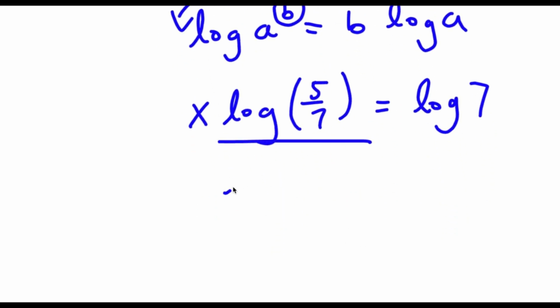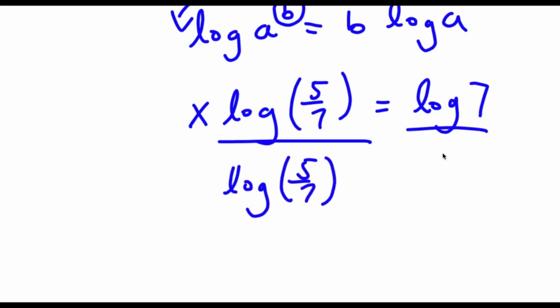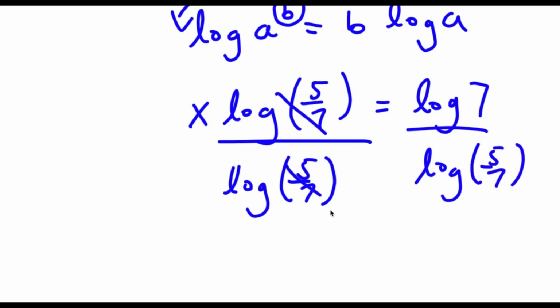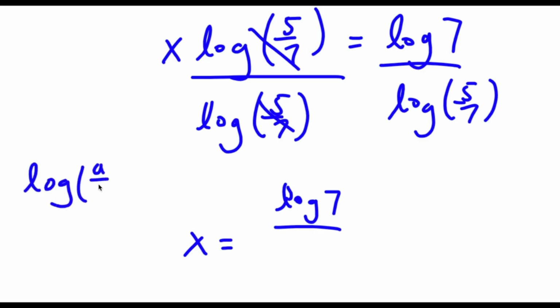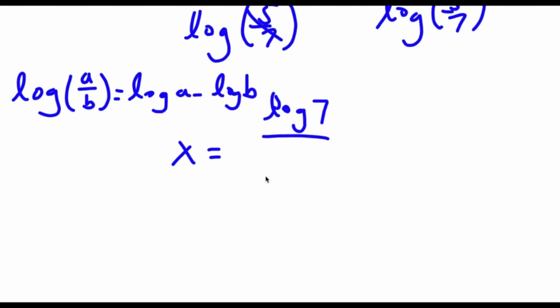Now I'm going to go ahead and divide both sides by log 5 over 7. So then these two cancel out, and now I have x is equal to log 7 over log 5 over 7. Now if I have something in the form log a over b, it's the same thing as log a minus log b. So log 5 over 7, that's going to equal log 5 minus log 7.